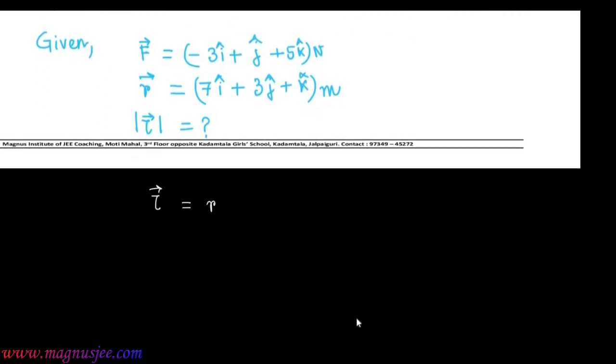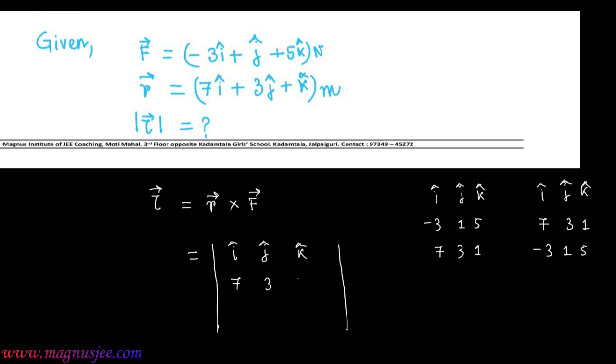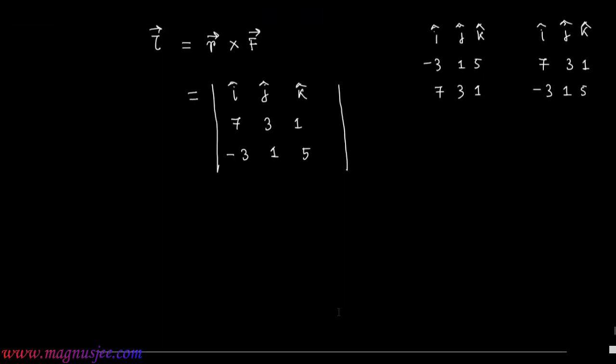Now we know that vector tau equals vector r cross vector F, that is the cross product between the perpendicular distance vector and force vector. Now we can write the determinant with i cap, j cap and k cap. Below this we can write 7, 3, 1, putting the rectangular components of perpendicular distance vector r. Below we can put down the rectangular components of force vector.